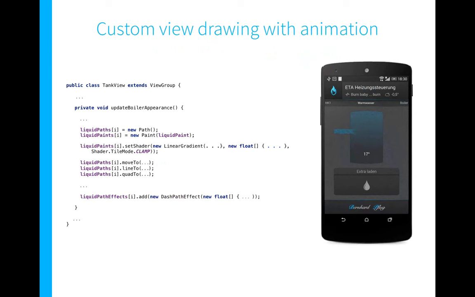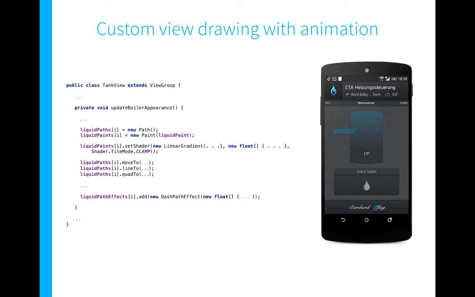What we are going to do is create a custom view that extends ViewGroup. And we're going to use ViewGroup as we also want to do some layouting of potential children. Then each of these horizontal lines, you can see the liquid animation, is represented by one path. So we create a path for each horizontal line, and to get this fading out to the right, we use a certain shader for them, namely a linear gradient, which is just getting transparent to the right.